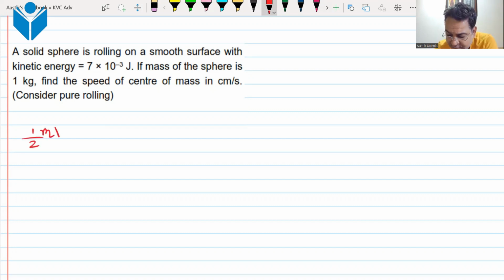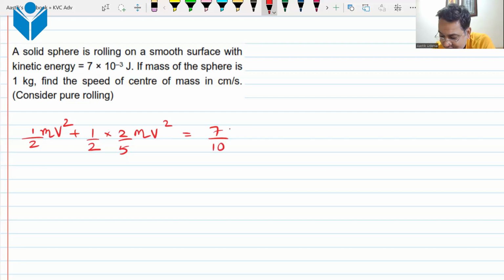One will be the kinetic energy of translation, half mv square, yes or no? Then the other one will be the kinetic energy of rotation, half I omega square. I is 2 by 5, so I can write it as 2 by 5 into m into v square. That will be the total kinetic energy. When you add them, you will get the answer as 7 by 10 mv square.